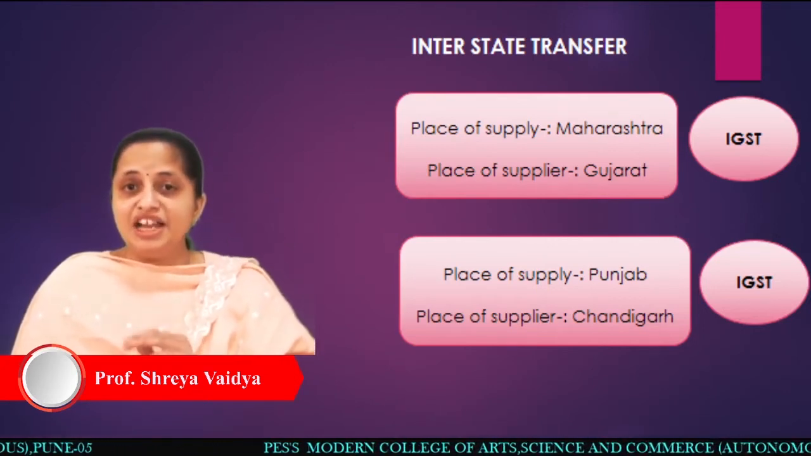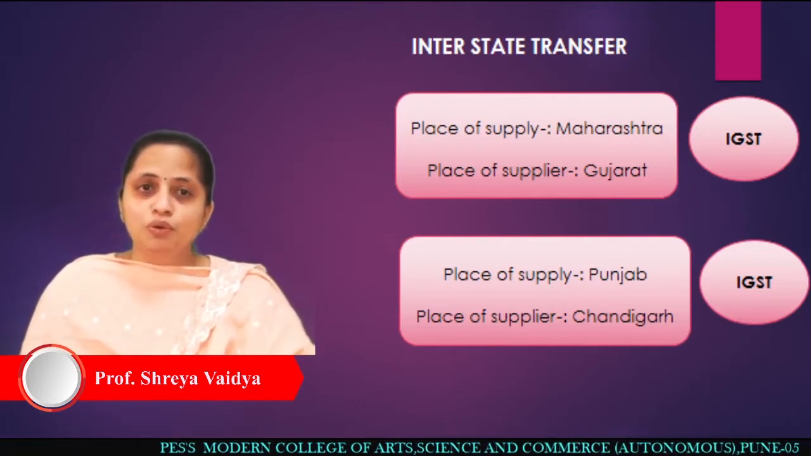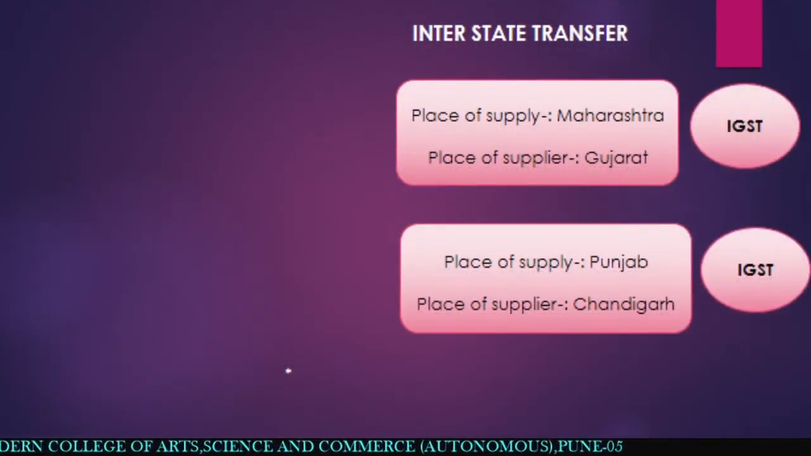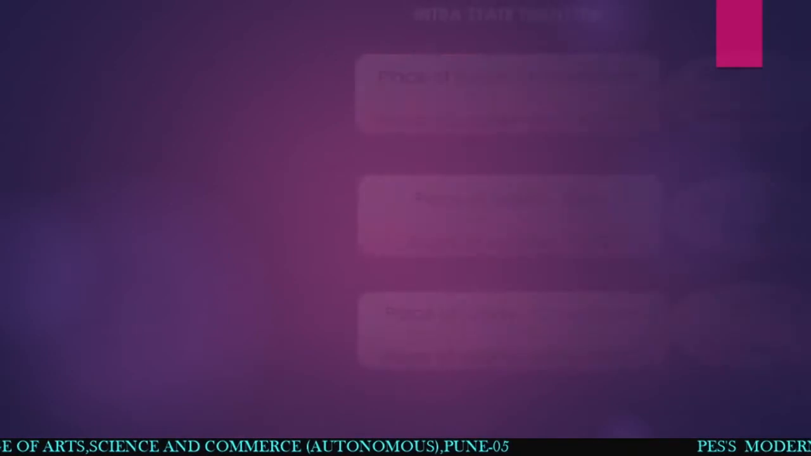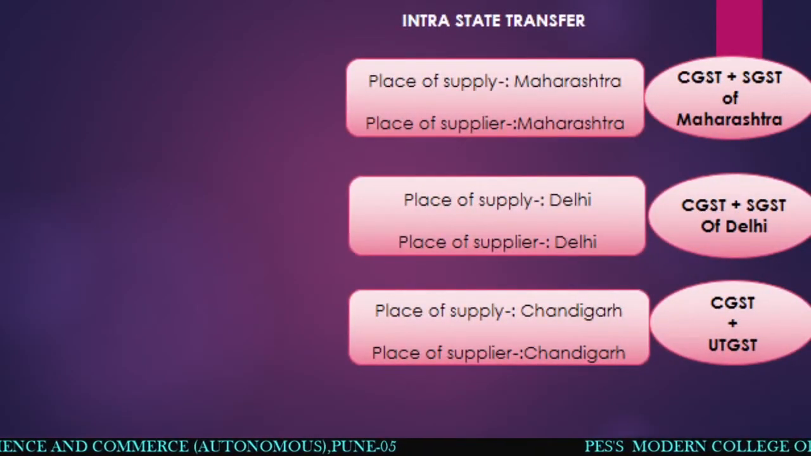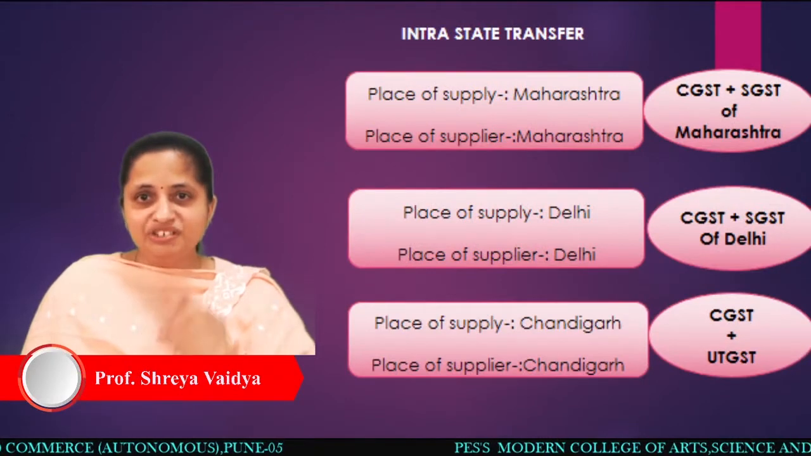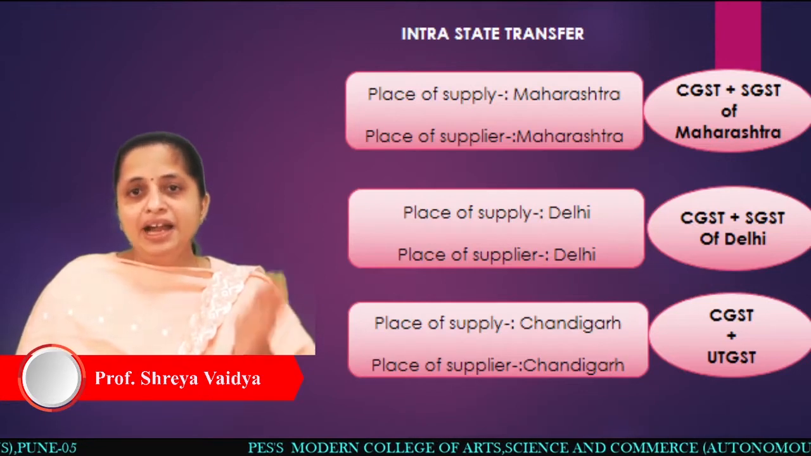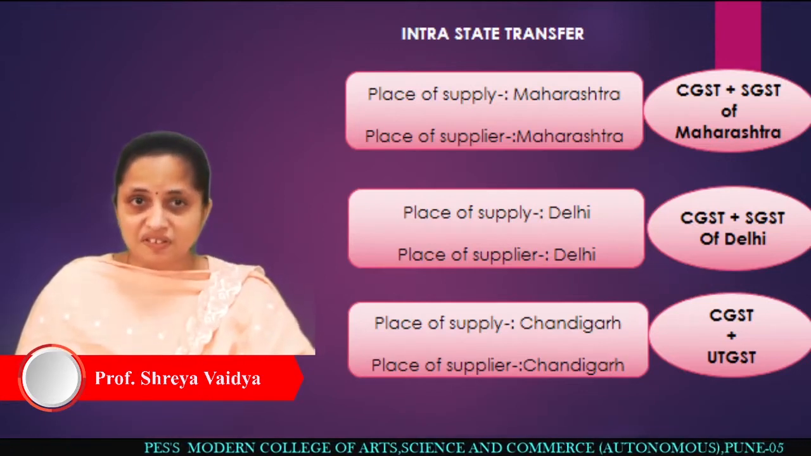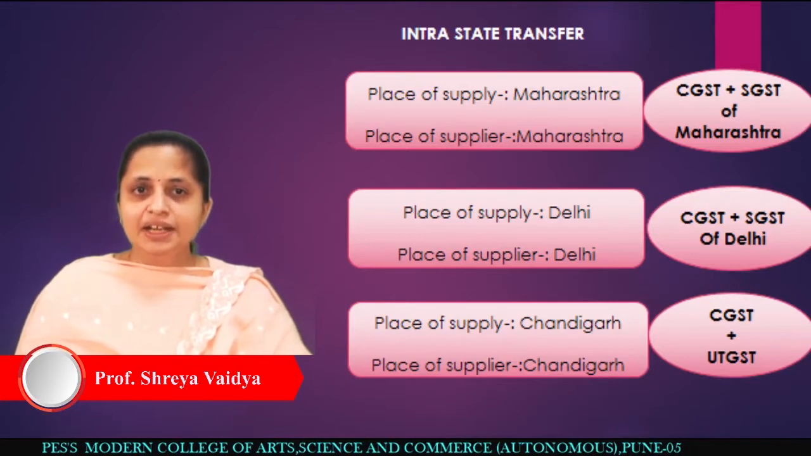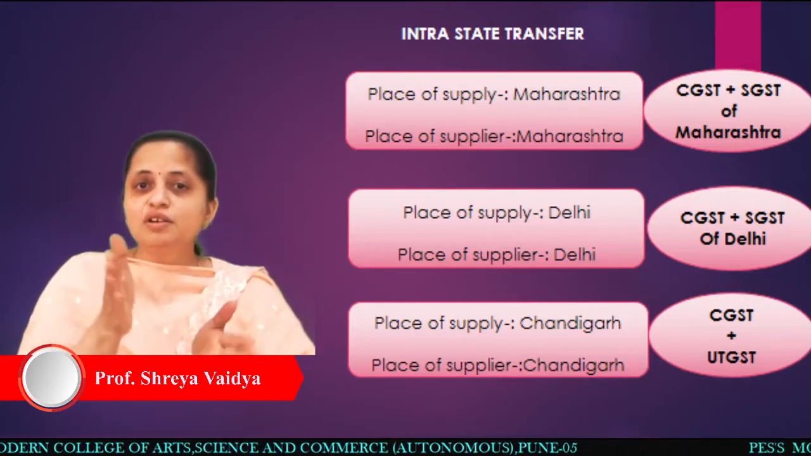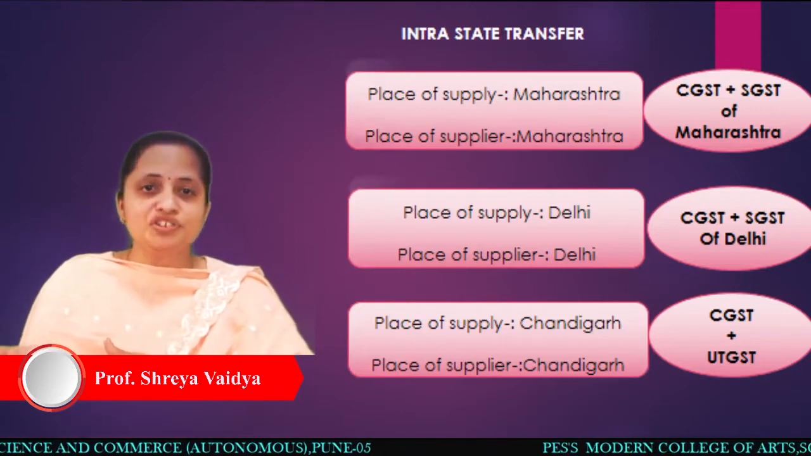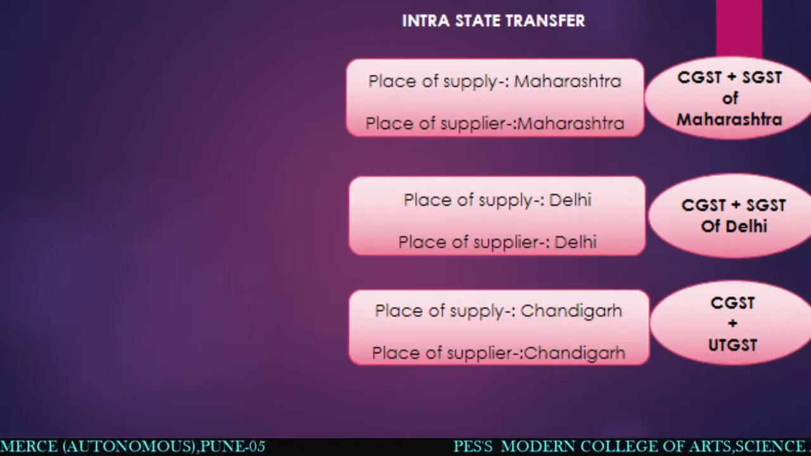And accordingly, the IGST will be levied on the imported goods in addition to the applicable custom duties. Now we'll talk about the intra-state transfer. Under section 8 of IGST Act 2017, supply of goods and services shall be treated as an intra-state supply, where the location of the supplier and the place of supply are in the same state or same union territory. CGST and SGST or UTGST will be charged on the intra-state transfer.